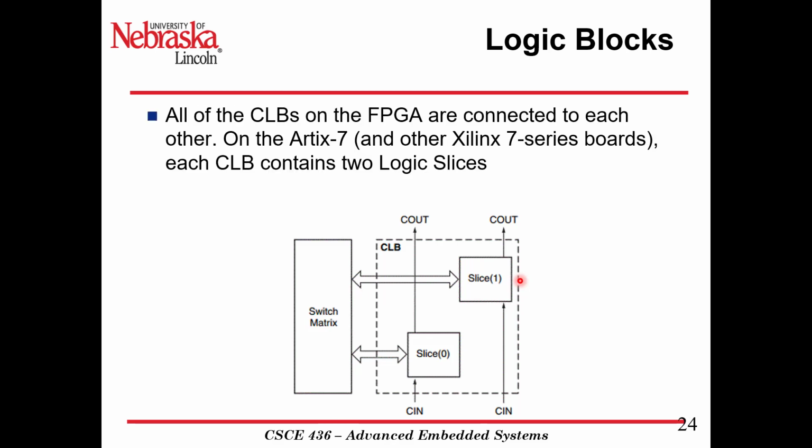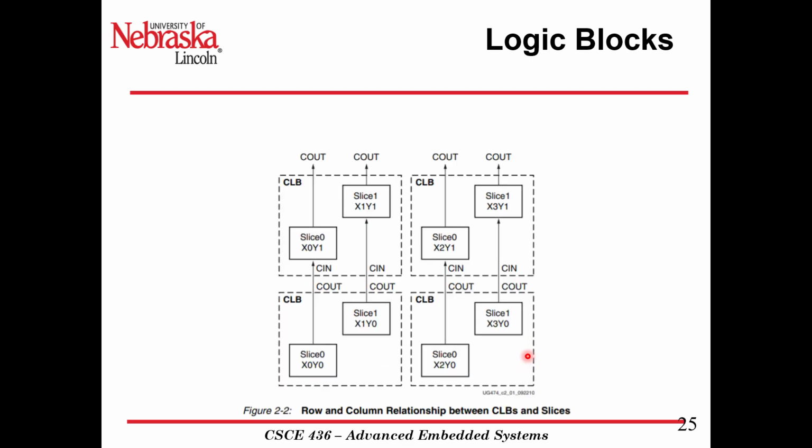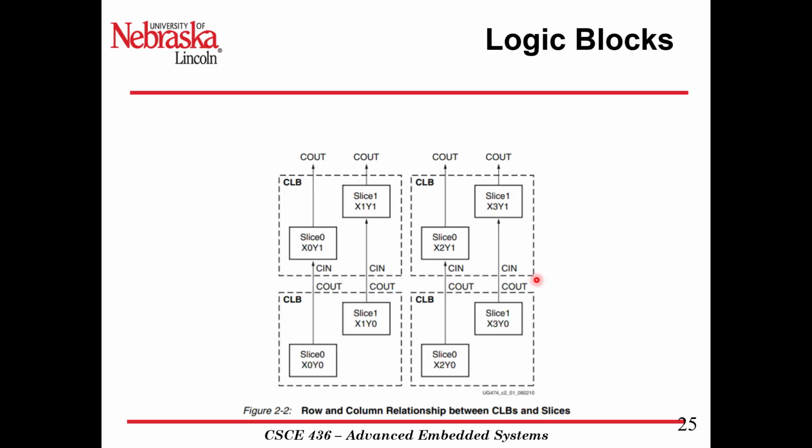Each block contains two slices, slice 1 and slice 2. You can have carry ins and carry outs in each of those slices as well. We're going to talk more about that in just a second. This is out of the Artix-7. So this is how each CLB is laid out. This is right out of the user guide as well, the row and column relationship of each CLB, how they're put together on the grid.